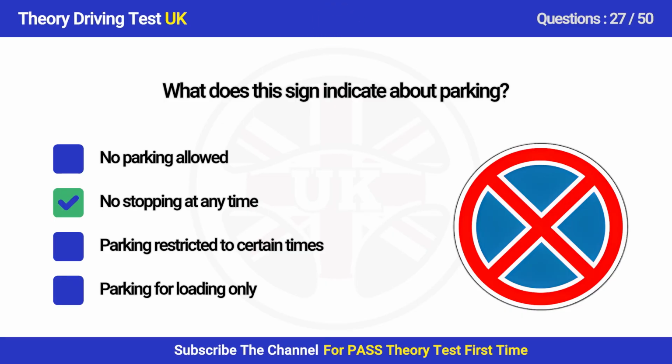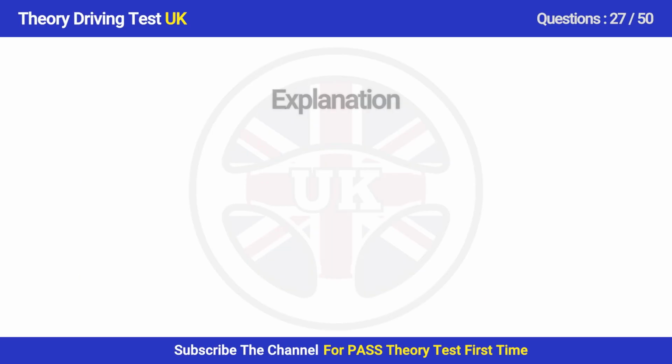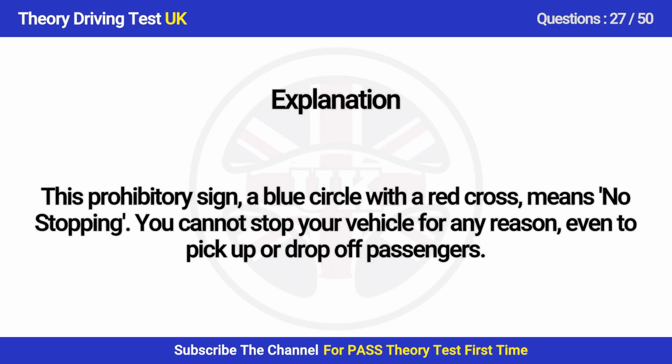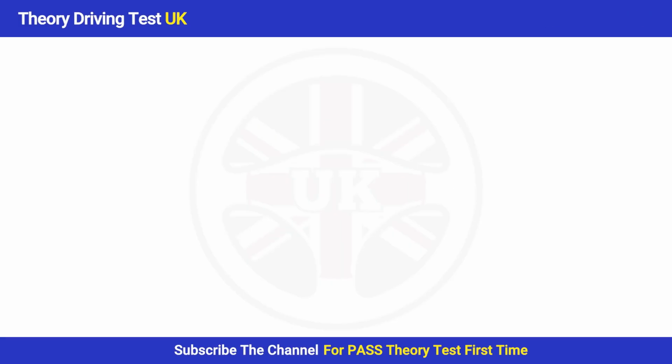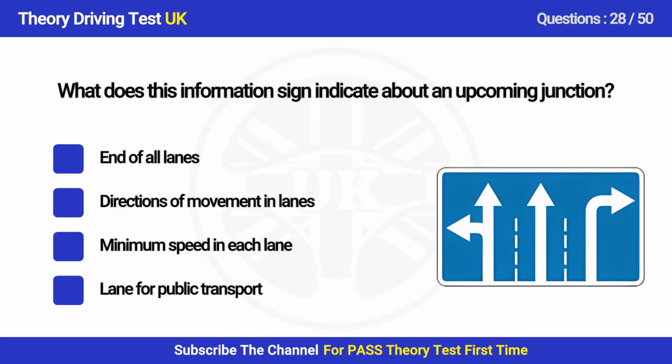Answer is B. No stopping at any time. This prohibitory sign, a blue circle with a red cross, means no stopping. You cannot stop your vehicle for any reason, even to pick up or drop off passengers. Question 28. What does this information sign indicate about an upcoming junction?